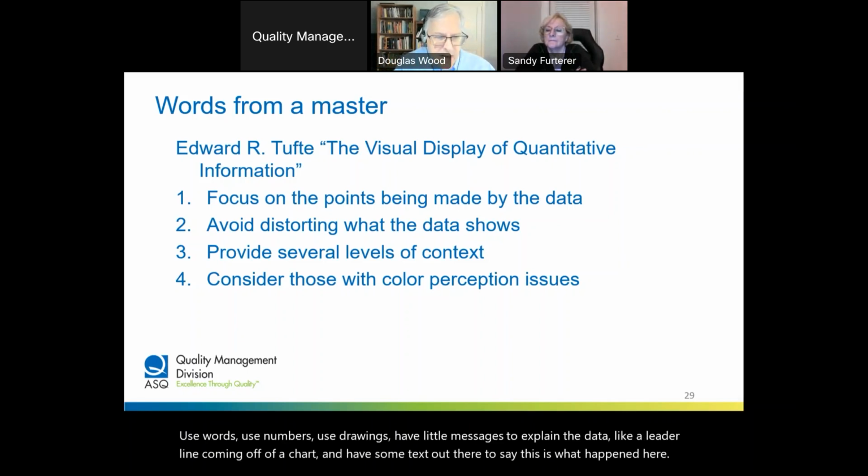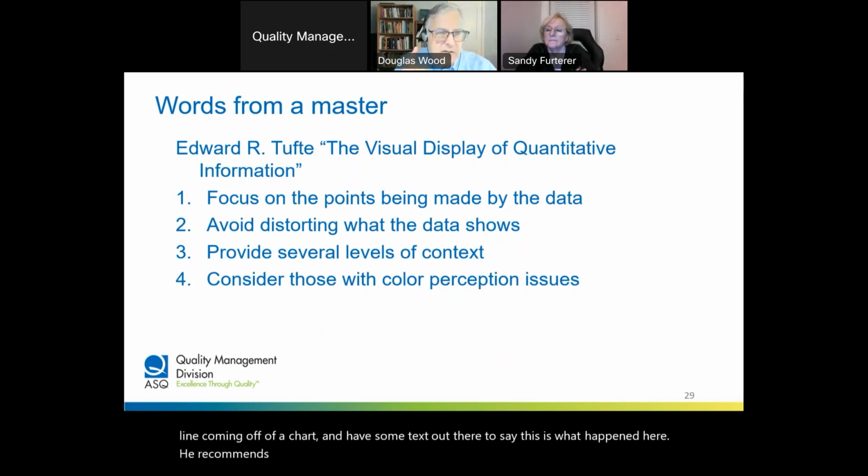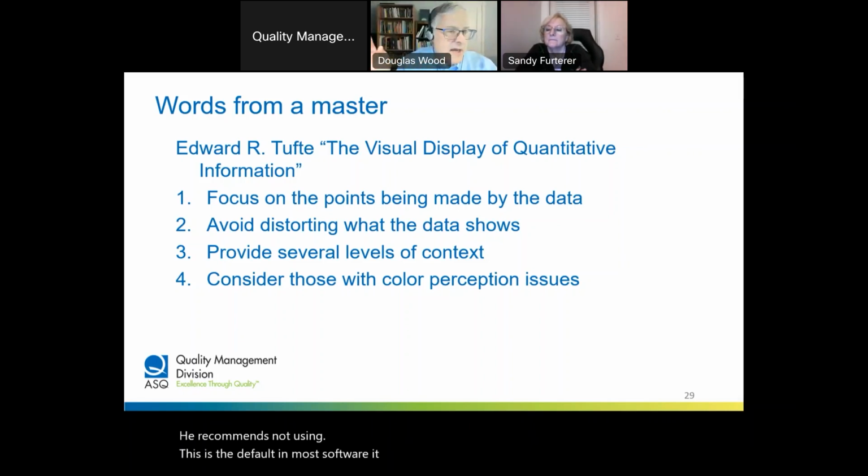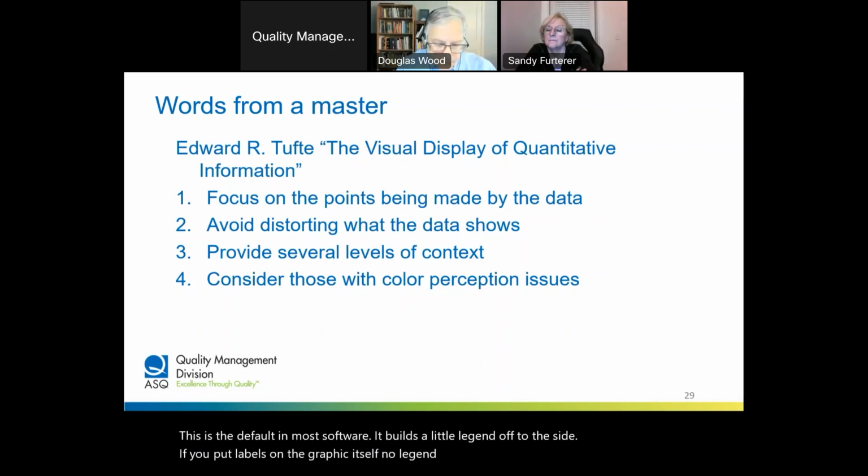He recommends not using legends. This is the default in most software. It builds a little legend off to the side. If you put labels on the graphic itself, no legend is required. Also, you want to make sure that you have equal time periods. If you're comparing last year to this year, they've got to be a whole year. If you're comparing 6 months to 6 months, make sure they're equal time periods. Otherwise, it gets very confusing.